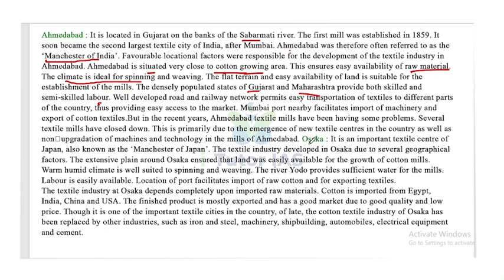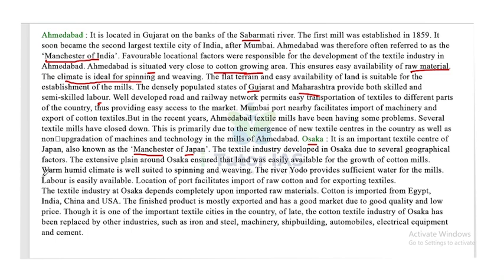Next one is Osaka. It is an important textile center of Japan and it is also known as the Manchester of Japan. Ahmedabad is known as the Manchester of India and Osaka is known as the Manchester of Japan. The textile industry developed in Osaka due to several geographical factors. The extensive plain around Osaka ensured that the land was easily available for the growth of cotton mills.